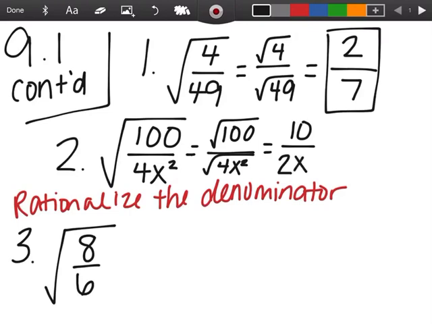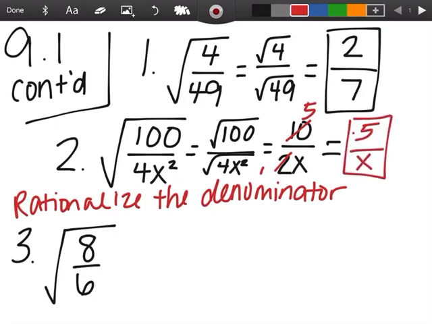So 10 over 2x, and then our final answer, the 10 and the 2 can reduce since they're both divisible by 2 to be 5 over 1x, or just 5 over x. So I can either simplify the 100 over the 4 first, or I can save it for the end, but my final answer is 5 over x.